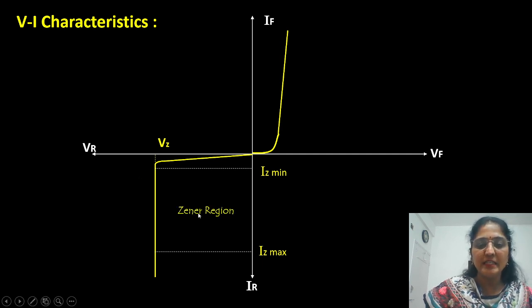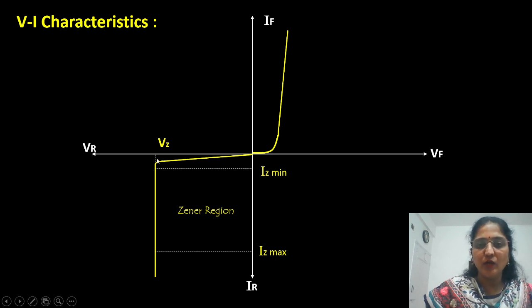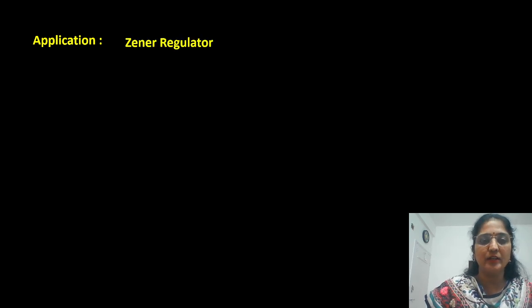We call this region the Zener region, and in this region the voltage drop across the Zener remains constant, that is Vz. This is nothing but the Zener effect, discovered by the scientist Zener. This property of the Zener diode we use, and we operate the Zener diode in reverse bias. So we will see the application of the Zener diode. Because of its characteristics, we use the Zener diode as a voltage regulator. We also call this a Zener regulator.